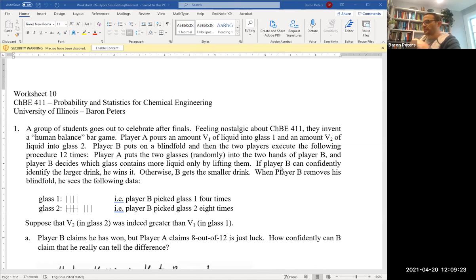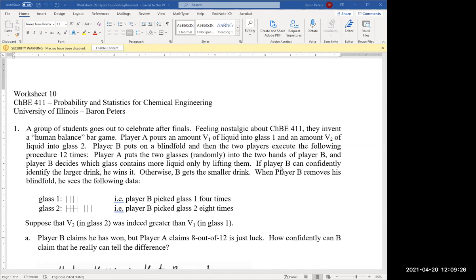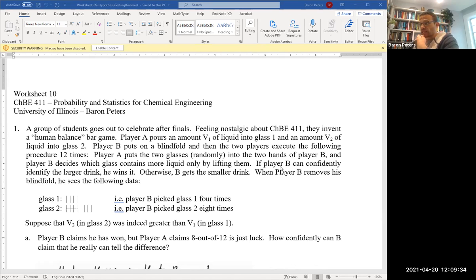What is going to be our null hypothesis? The null hypothesis would be the player's inability to distinguish the two glasses. Yes, and the key thing is that we have to think about whose claim we are testing. How confidently can B claim that he can really tell the difference? So B wants to claim, I can really tell which glass is heavier. And he has to now play devil's advocate for himself. In order to quantify confidence on that claim, he has to be his own devil's advocate here and construct a null hypothesis that would agree with A.